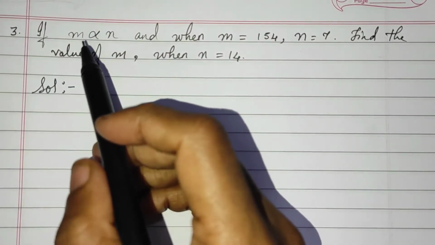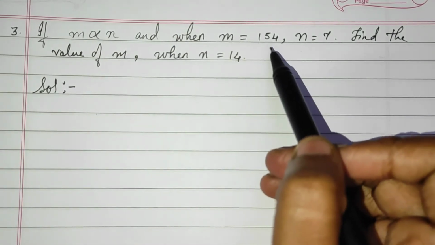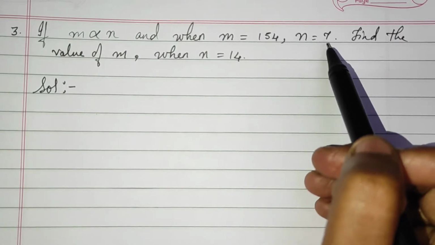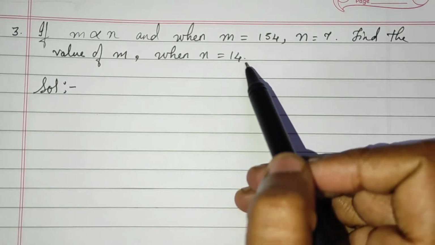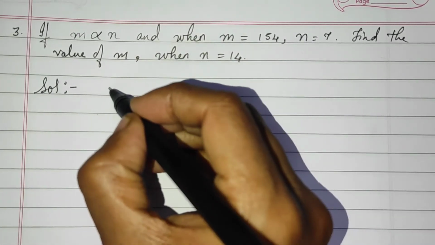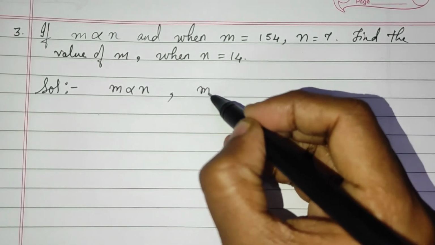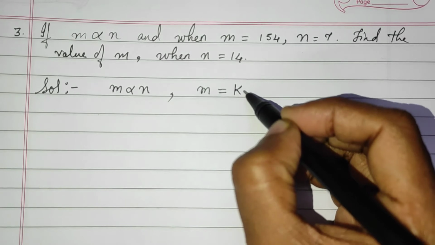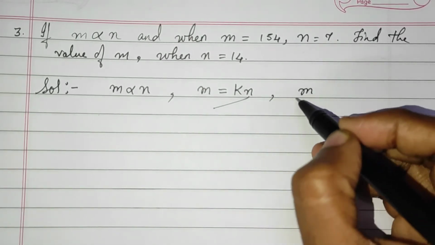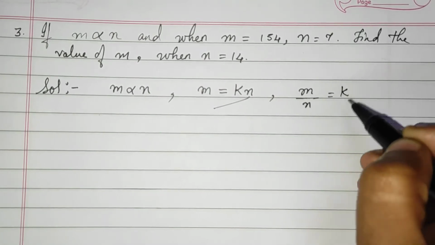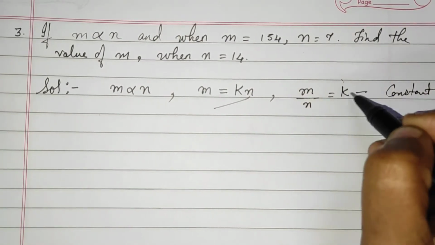Third question, if m varies directly to n and when m is equal to 154, n is equal to 7, find the value of m when n is equal to 14. So here what they are saying, m varies directly to n. यहाँ पे दिया है m directly varies कर रहा है n से, तो m is equal to kn, that is m, ये n नीचे जाएगा तो m upon n is equal to k. K is constant. So we will find out first the value of k.